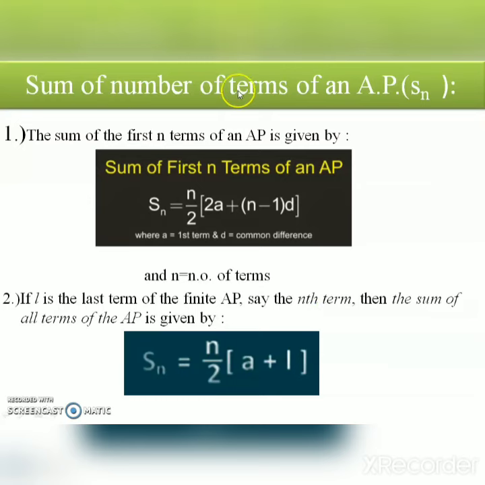Now, the sum of n terms of an AP is indicated by Sn, and again there are two formulas to find out the sum of n terms of an AP.